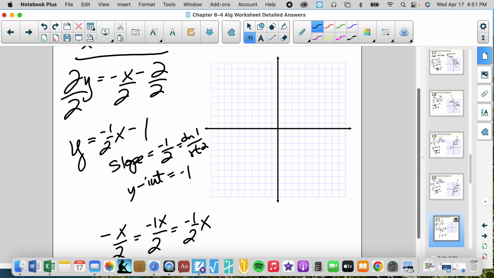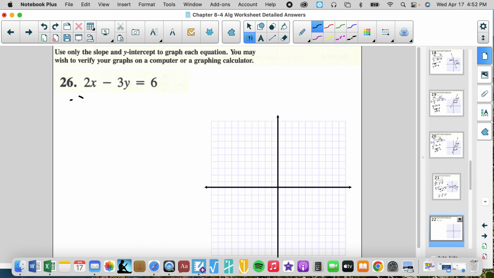So let's do the y-intercept at negative 1. Then we're going to go down 1, right 2, down 1, right 2. We got 3 points. That was a good one. This is the point 0, negative 1. This is the point 2, negative 2. This is the point 4, negative 3. Boom. Got it.